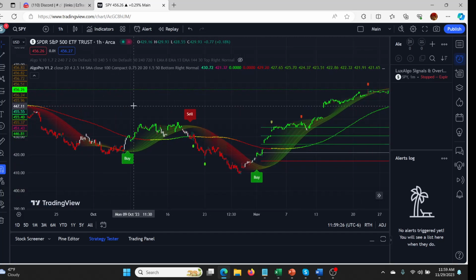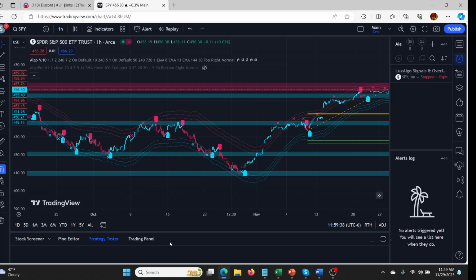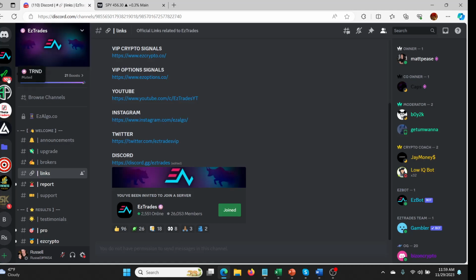So let's start looking at the EZalgo. I'm going to switch off the Algo Pro here, so everything associated with the Algo Pro vanishes. Now you just have the bare SPY chart in 1 hour. Switch on the EZalgo. And they have a Discord associated with it. It's right here. Easy Trades. They call it EZalgo and Easy Trades.